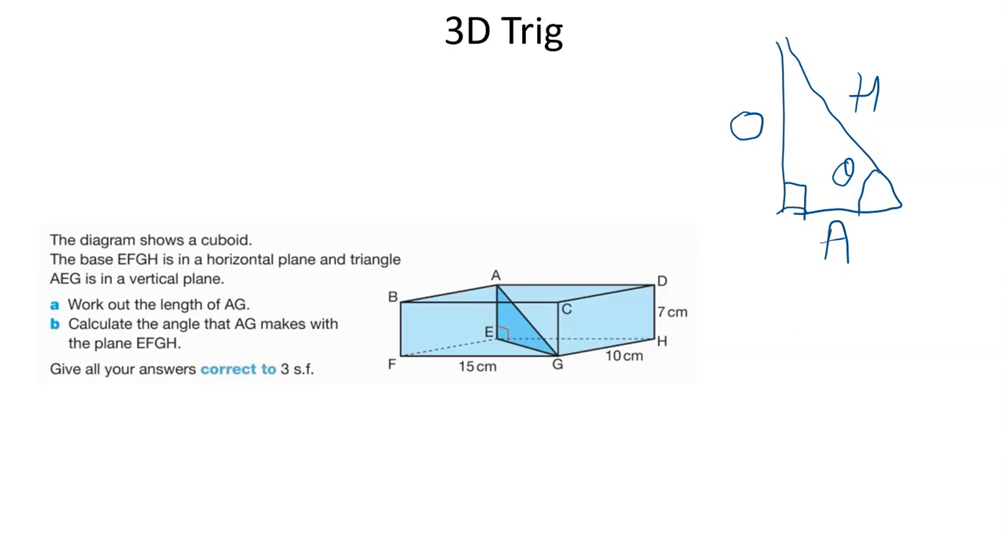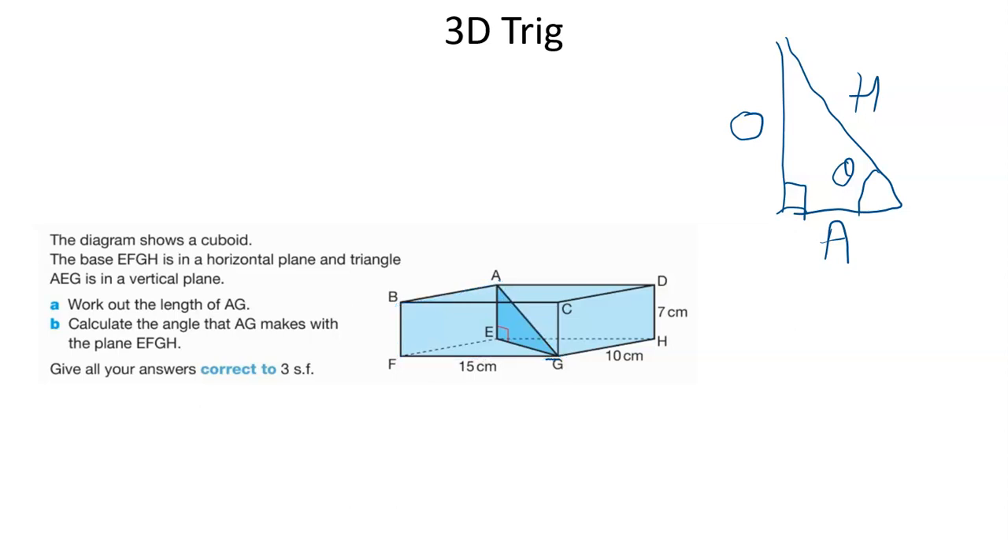and you can do Pythagoras in 3D in one fell swoop. So let's say we've got this here. It says work out the length of AG. So that is definitely moving in 3 dimensions. We've got to go across, up, and then inside the plane. So all 3 dimensions. You can do this in 2 parts.